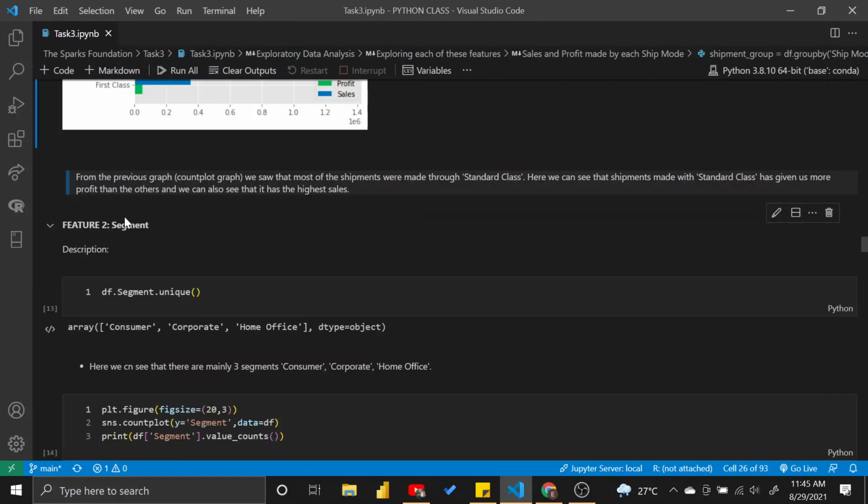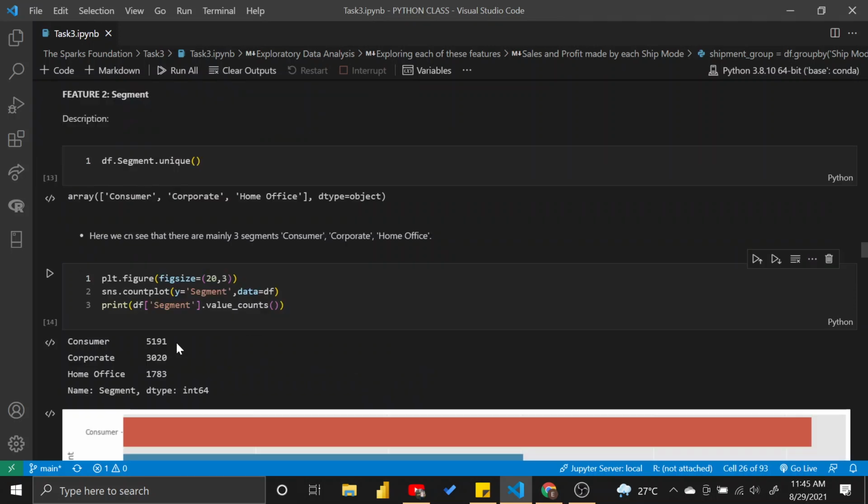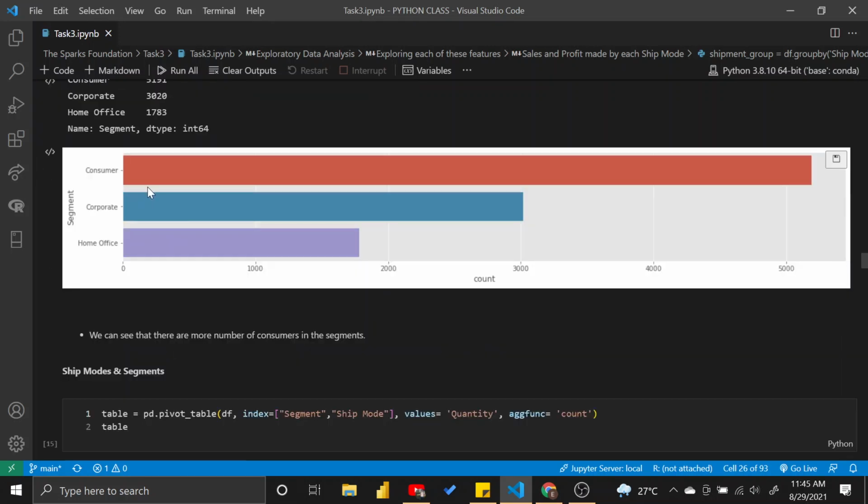Now we'll go for the second feature. This is the segment. So we check for the unique values. There is the consumer segment, the corporate segment, and the home office segment. These three segments are the groups that purchase. Now we'll see among these three which group purchases a lot. Looking again at a count plot, we can see the consumers are more in number, the corporate is second in command, and home office is last.